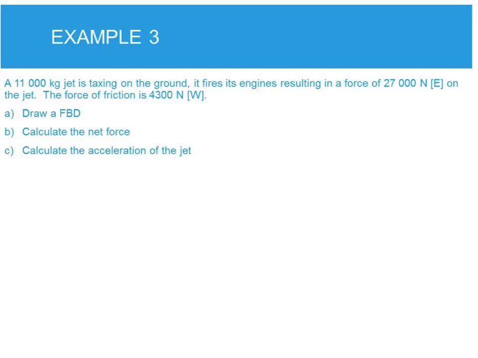So example 3. So now we've got a 11,000 kilogram jet taxiing on the ground. It fires its engines, resulting in a force of 27,000 newtons east, and it has a force of friction of 4,300 newtons west. So let's start by drawing our free body diagram.